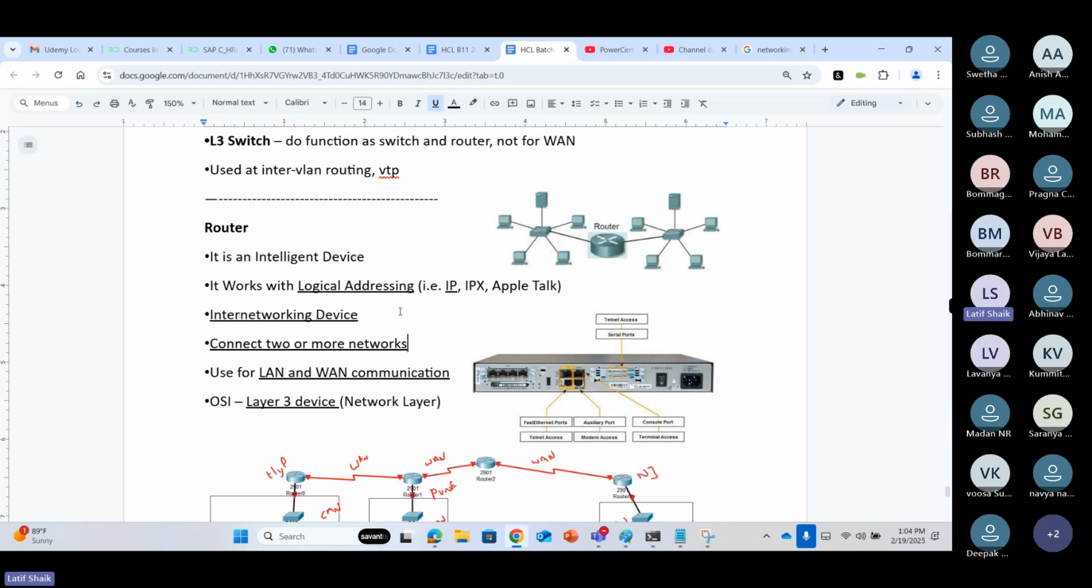Different logical addressing exists, including IP address, SPX, IPX and similar, but the router uses logical addressing. For us, it is the IP address only. We are all using IP addresses only. So the router is an intelligent device. It understands and works with logical addressing, including the IP address.